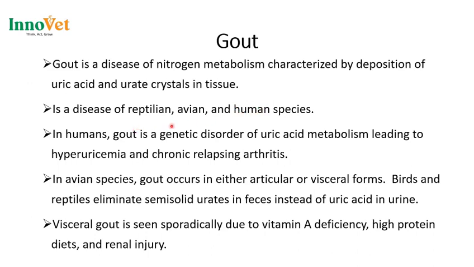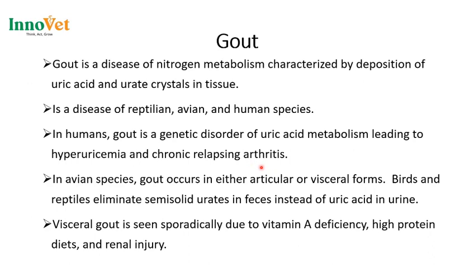We are saying that in humans, gout is a genetic disorder of uric acid metabolism. As we said before, uric acid is the end product of nitrogen metabolism within humans. So any disturbance in the metabolism and the excretion of uric acid from the body will lead to the accumulation of uric acid within the circulatory system, and this can lead to gout. So it leads to hyperuricemia. This is the term given to the accumulation of uric acid within the circulatory system, or within the blood, and chronic relapsing arthritis.